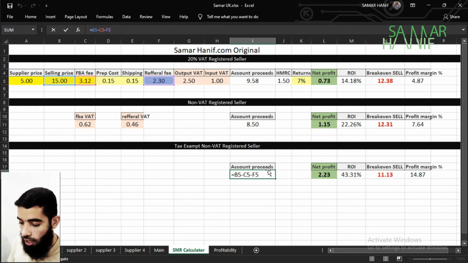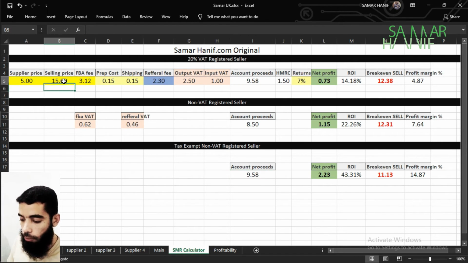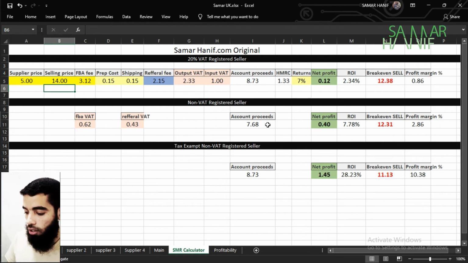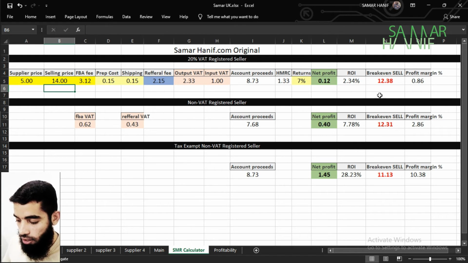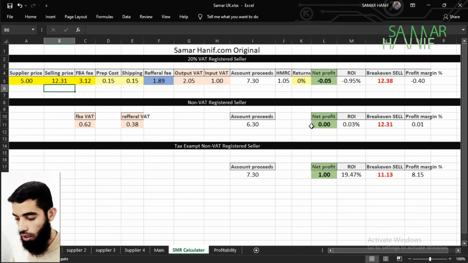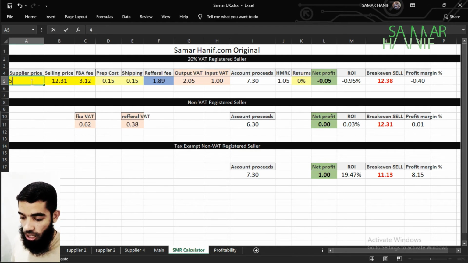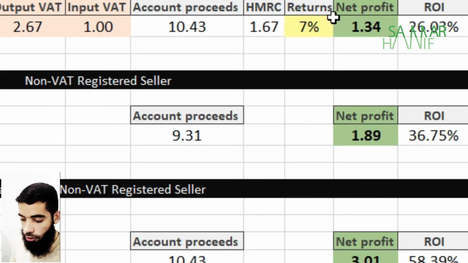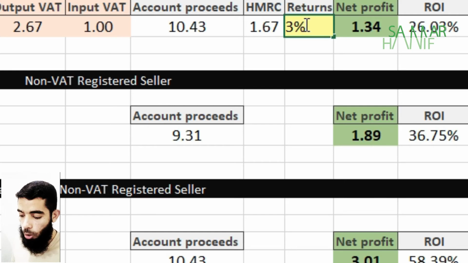Now if you wish to calculate the profit at a different selling price, you can do it easily by changing the selling price here, and all other values will be updated automatically. If you enter this break-even price, then the net profit becomes 0 for this type of seller. If you manage to get a cheaper sourcing price, then your break-even will become lower. Similarly, if your returns are lower, then you will make more profit.